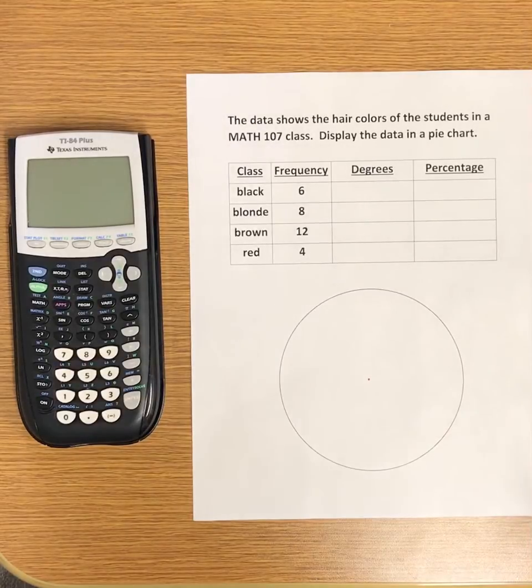Here's an example of how to make a pie chart. We have classes here that show the hair color of students in a Math 107 class. We're going to need to calculate degrees to help measure the angles, and we'll need to calculate percentages to label the slices on the pie chart.